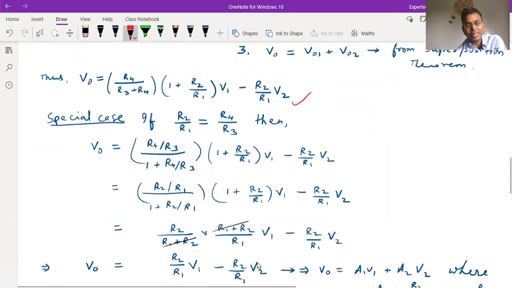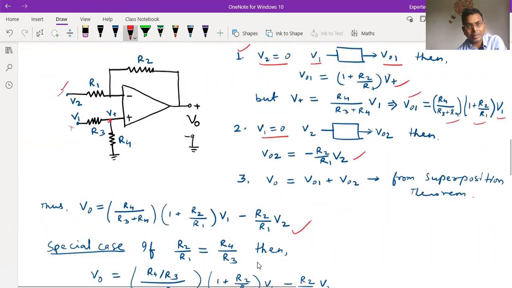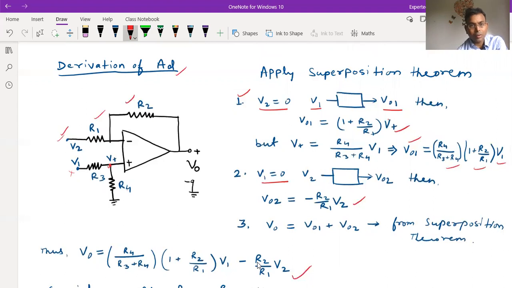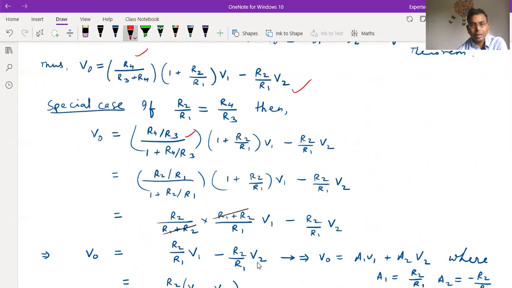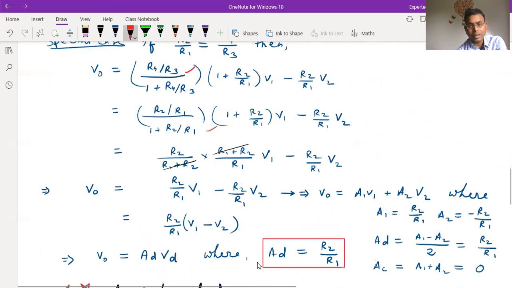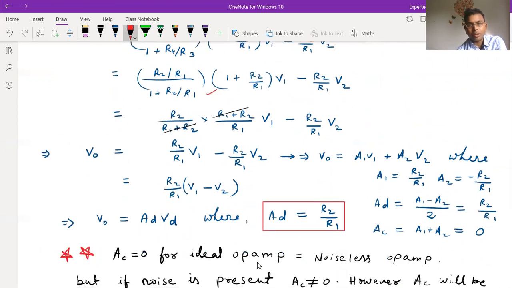Now we can find a special case if R2 by R1 is equal to R4 by R3, which means it is balanced. R2 divided by R1 is equal to R4 divided by R3. In this special case, we can rearrange VO from this equation. If you divide numerator and denominator by R3, we will get this expression. Now putting the value of R4 by R3 equal to R2 by R1, we are getting this expression, and rearranging, we can see these two are cancelled out. We are getting R2 by R1 V1 minus R2 by R1 V2.